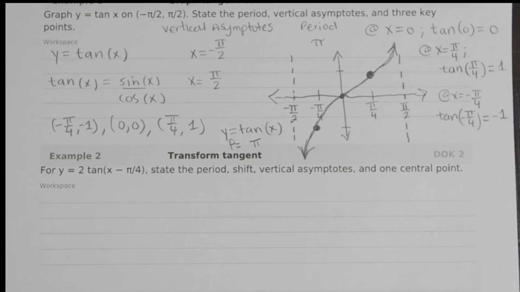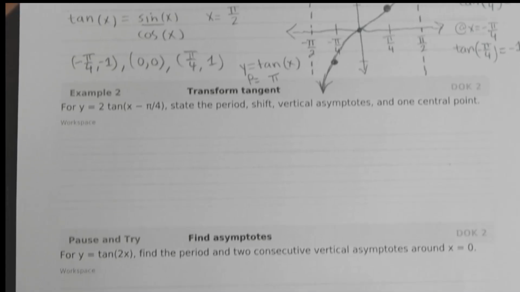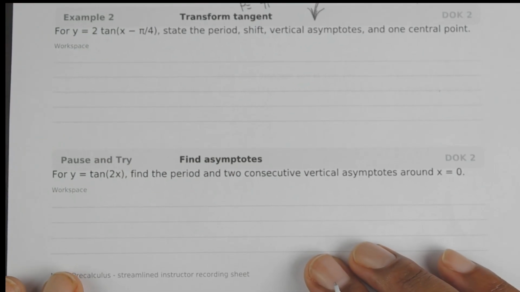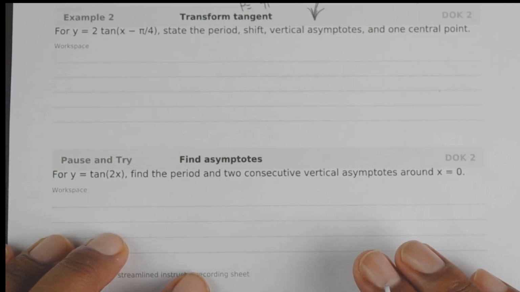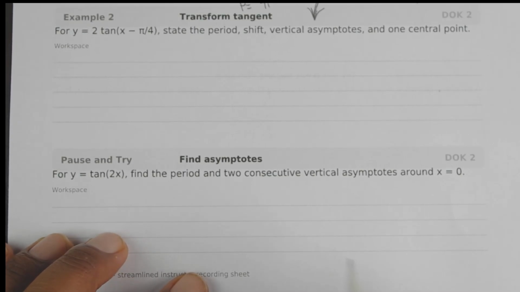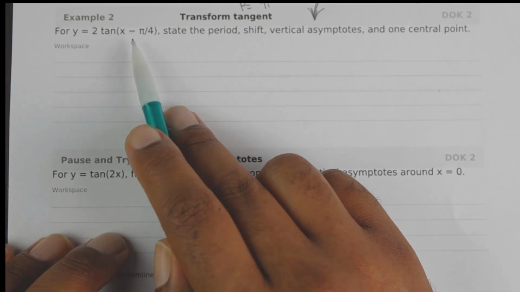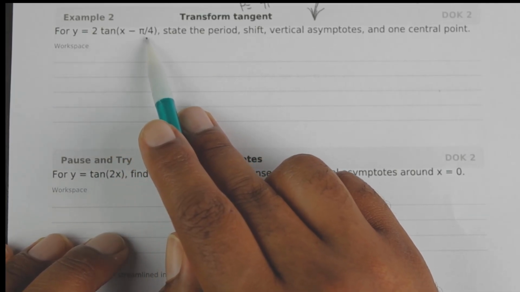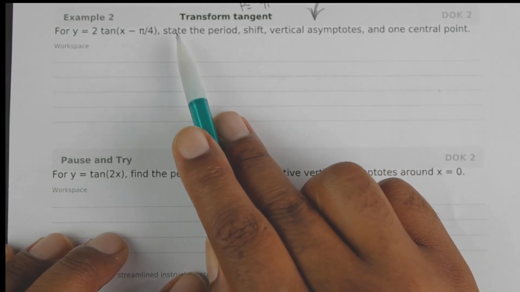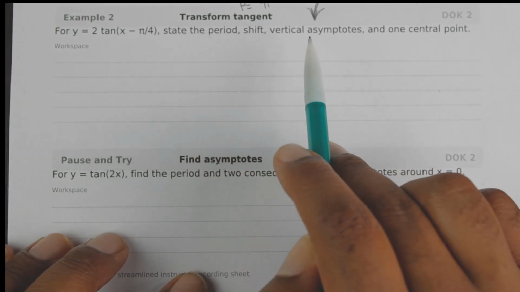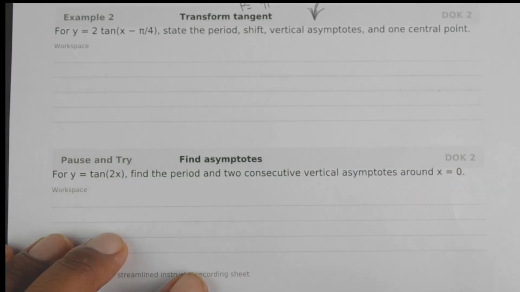All right, let's continue. So example number 2. Example number 2 says y is equal to 2 tan of x minus pi over 4. Now notice there's a shift in this x here. This question asks us to state the period, shift, vertical asymptotes, and one central point. So that's all we need for the problem.